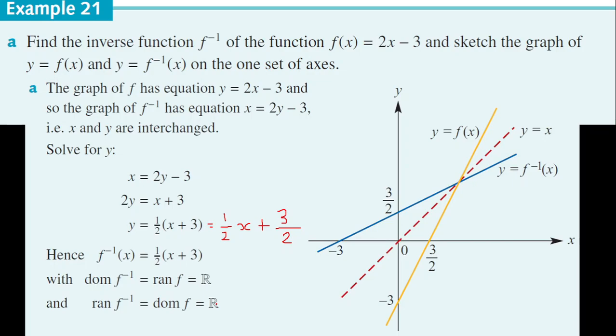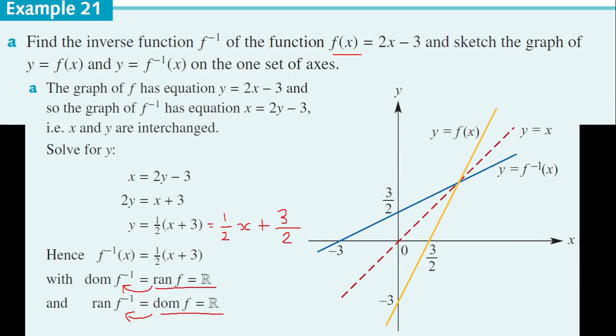Knowing that, to find the domain and range for that straight line f, the domain of f is R, so we can get the range of the inverse function. Then the range of f is R as well, and we can find the domain of the inverse function.